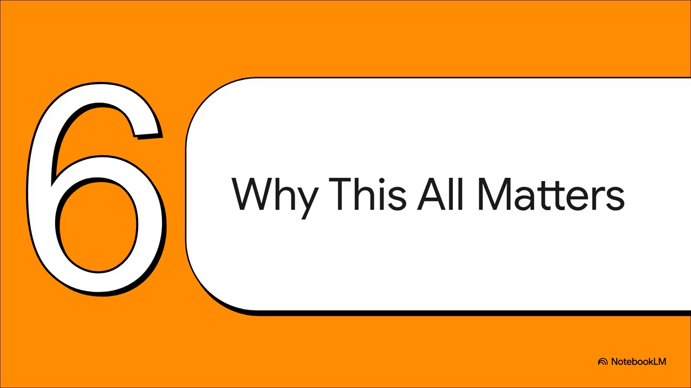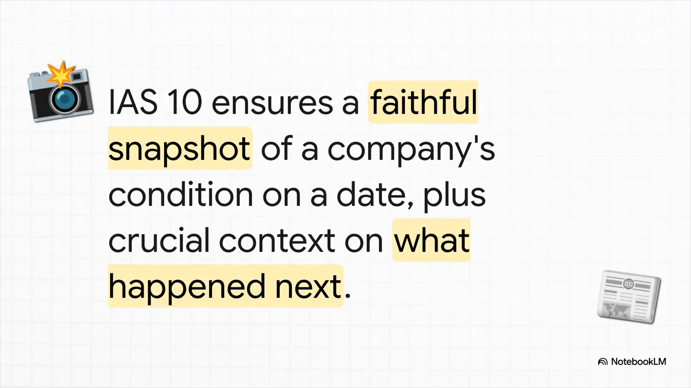So you might be thinking, wow, these are some complicated rules. Why do we even have them? Well, it's about something way bigger than just accounting. It's about trust. What IAS 10 does so brilliantly is it performs this incredible balancing act. On one hand, it protects the integrity of that year-end snapshot. It makes sure the numbers for December 31st are a true and fair view of that specific moment. But on the other hand, it makes sure that investors aren't kept in the dark about huge, game-changing events that happen just a few weeks later.